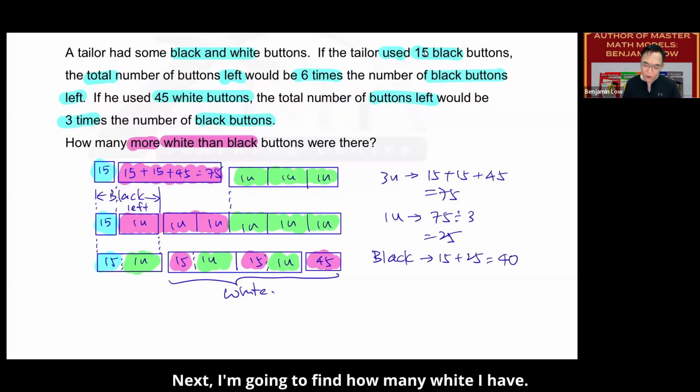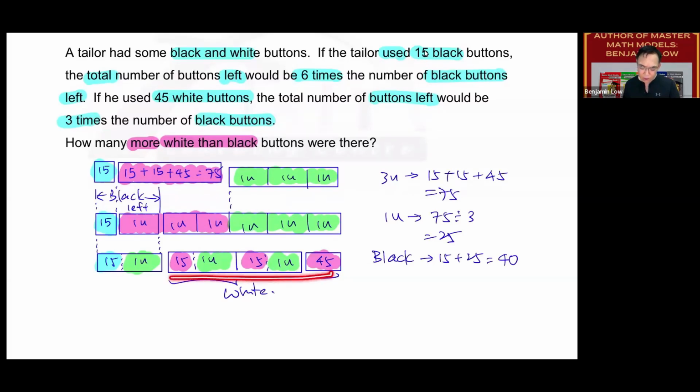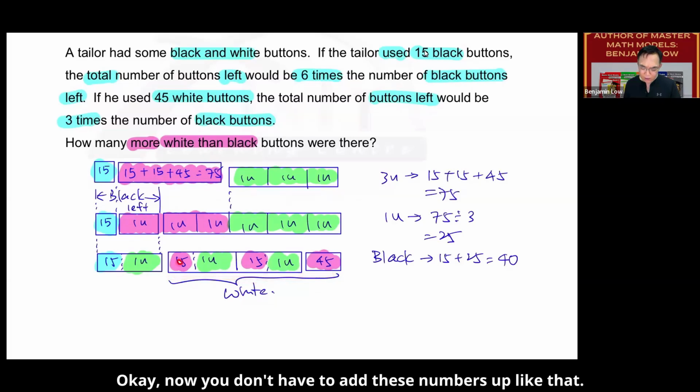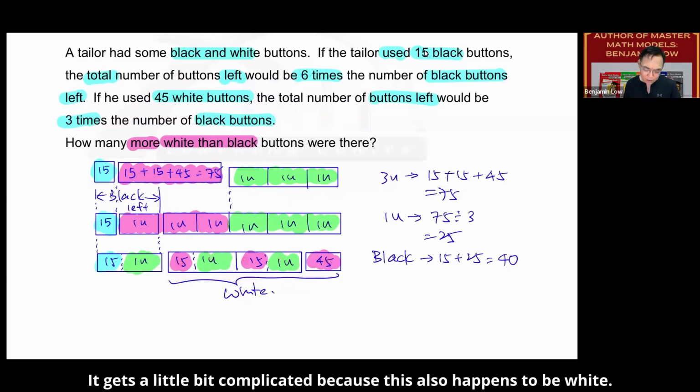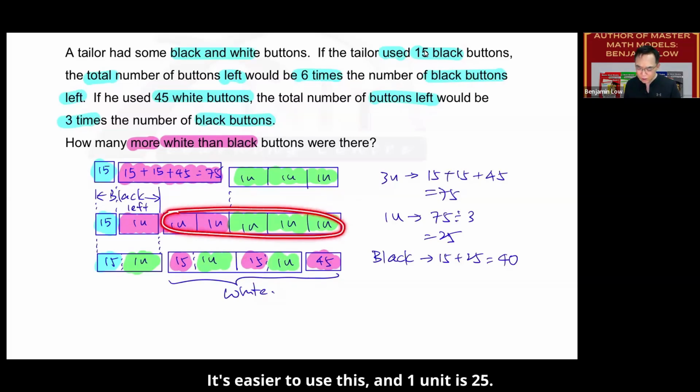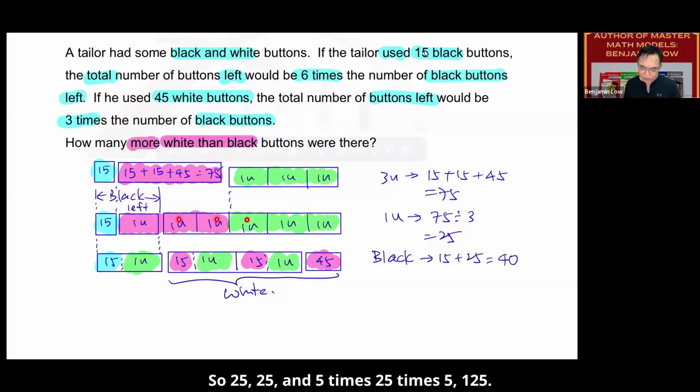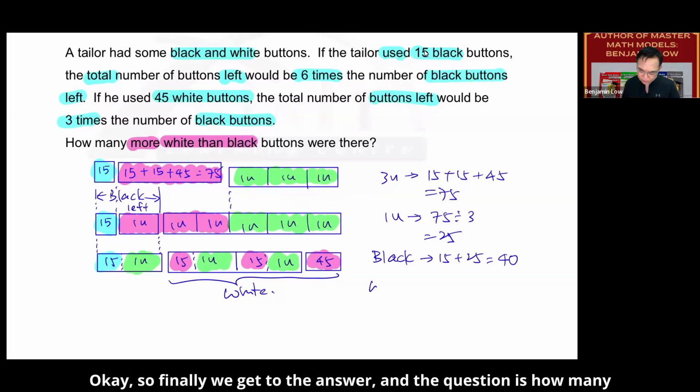Next, I'm going to find how many white I have. This happens to be white. Okay, now you don't have to add these numbers up like that. It gets a little bit complicated because this also happens to be white. It's easier to use this, and 1 unit is 25. So 25, 25, and 5 times. 25 times 5, 125.